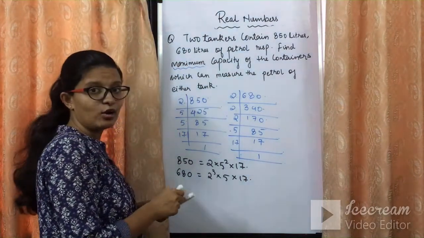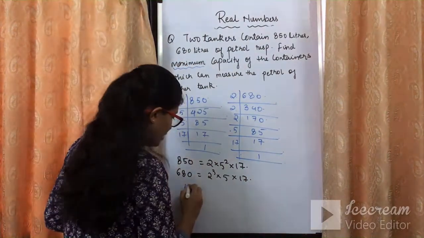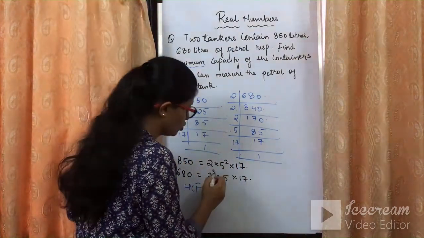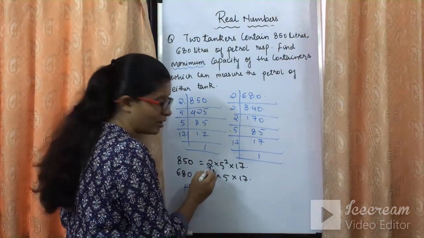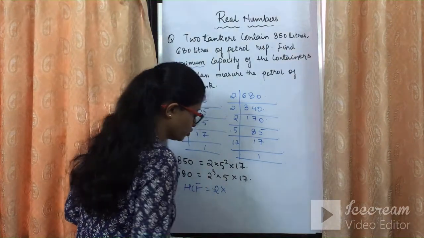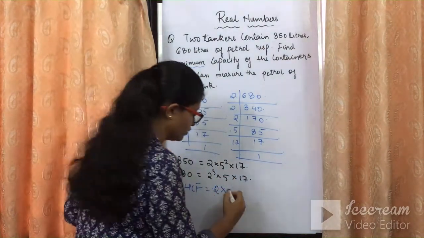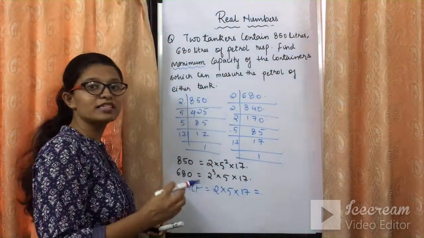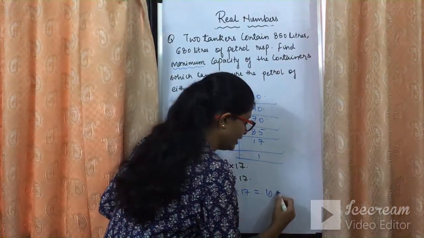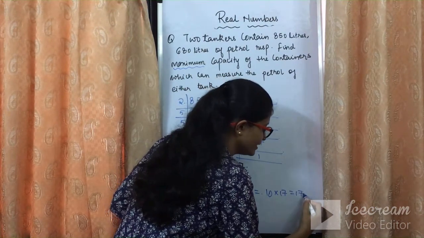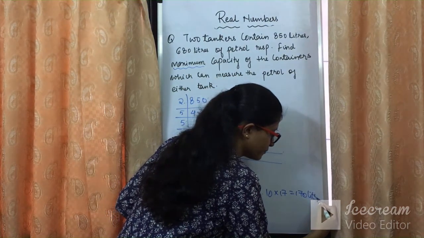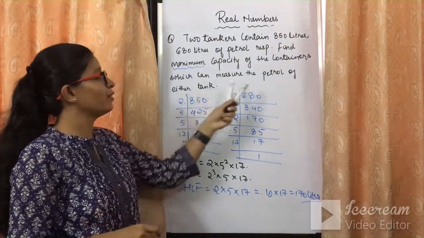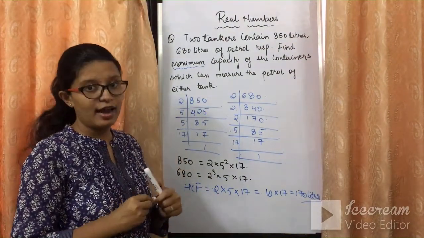So what we need to take out is the HCF, highest common factor, because we need to find out the maximum capacity, right? So 2 is common, the lowest power is 1, so it will be 2 into 5 into 17. This will be nothing but the maximum capacity, that is 10 into 17, which will give you 170 liters. So this is the maximum capacity which the container can measure of the petrol of either tank.